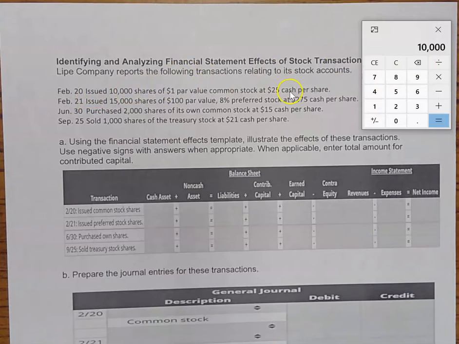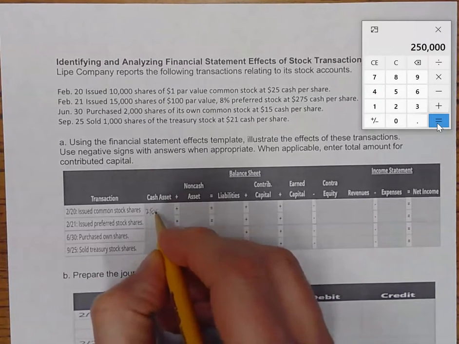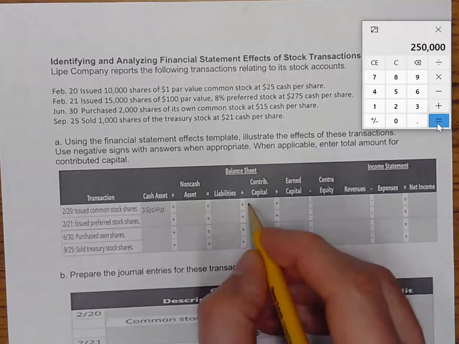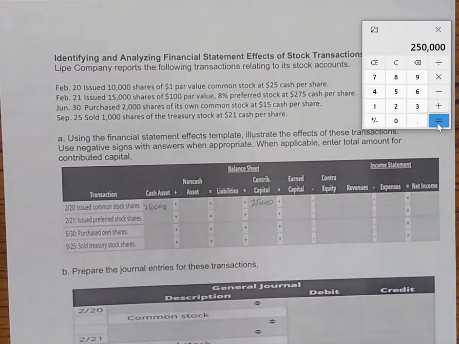Okay, so 10,000 shares, and all we really have to do is just multiply it by the $25 share price. And if we do that, we come up with 250,000, and I'm going to try to squeeze this in here. I'm going to omit the dollar signs. So we've got the cash asset going up, and then stock is contributed capital. Now that contributed capital is actually in two parts, but we'll get to that here in a little bit when we get to the journal entries.